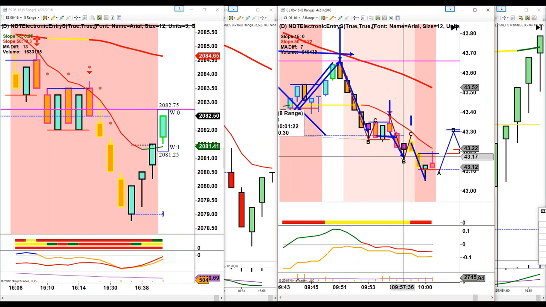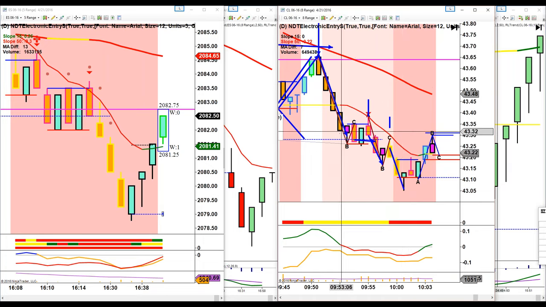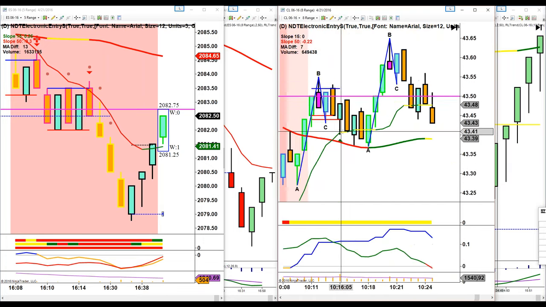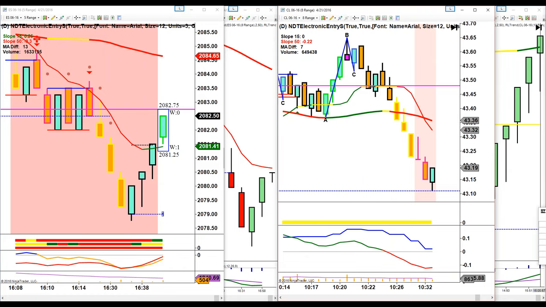And then we had a 30 tick trade here. And then we had one more. And then we close, and then we quit. Let me find it. It was right here.